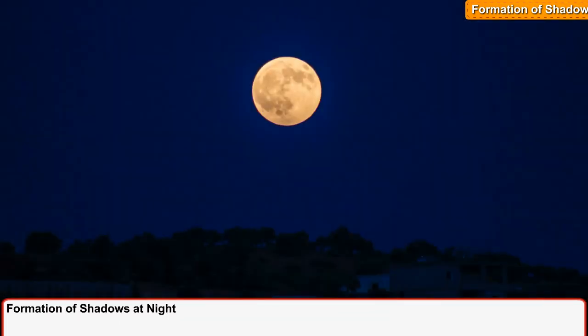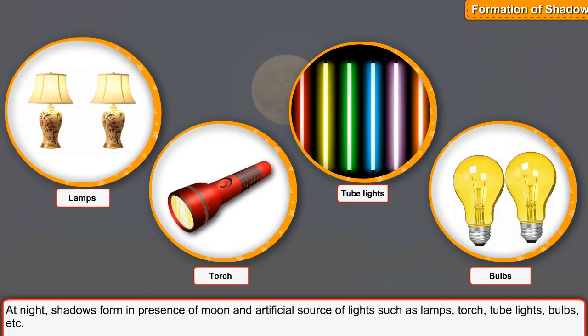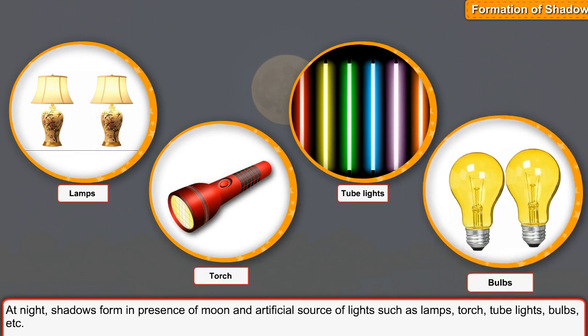Formation of shadows at night. At night, shadows form in the presence of the moon or an artificial source of light, such as lamps, torch, tube lights, bulbs, etc.